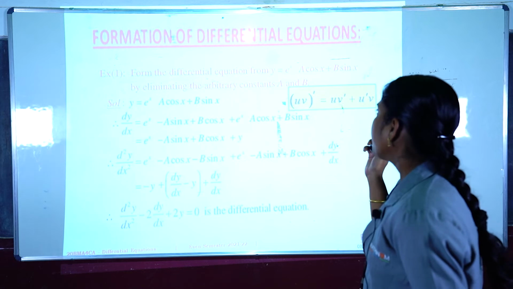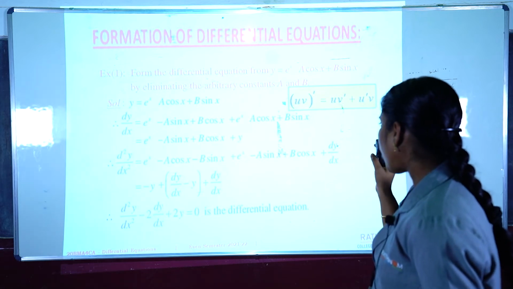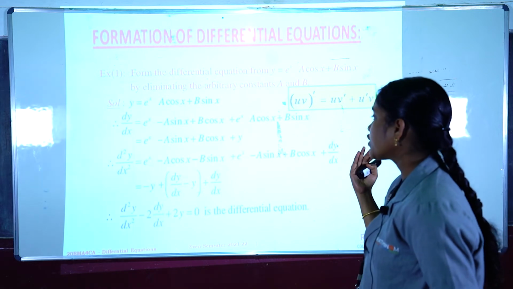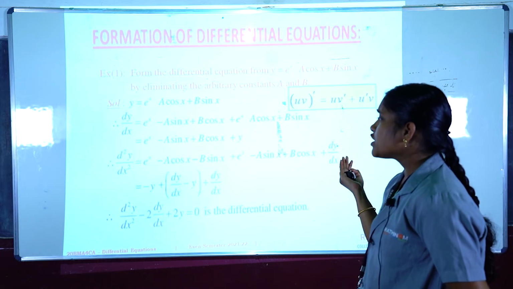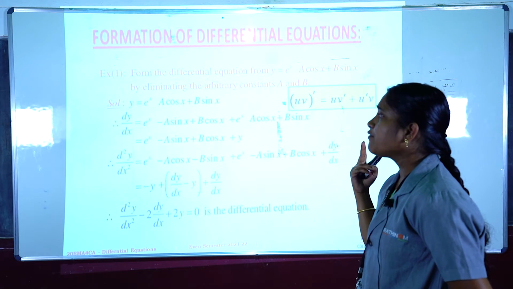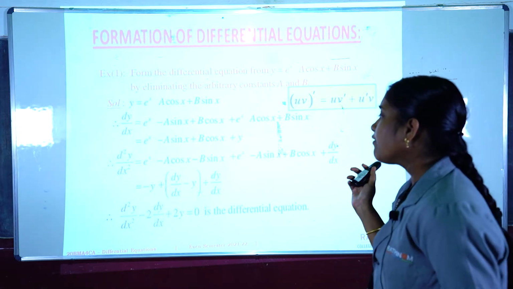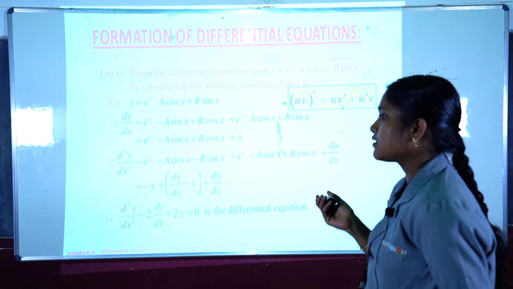Here the equation is in product form. So we use the product rule of differentiation and obtain the differential equation by differentiating twice. Finally we will have the differential equation.